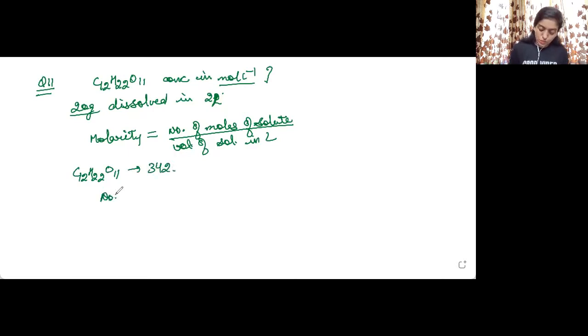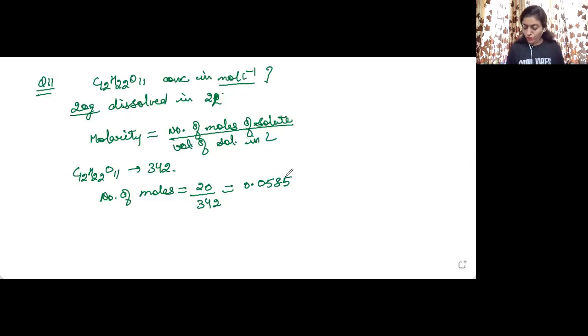So the number of moles will be equal to 20 upon 342 equal to. So I'm using my calculator, but I highly recommend, if you are not allowed to use the calculator, do not use it. Okay. So 0.0585, we can take 0.0585. Okay, so this is the number of moles.